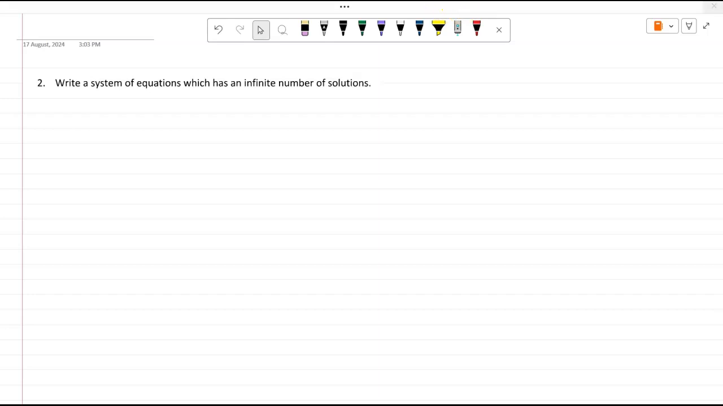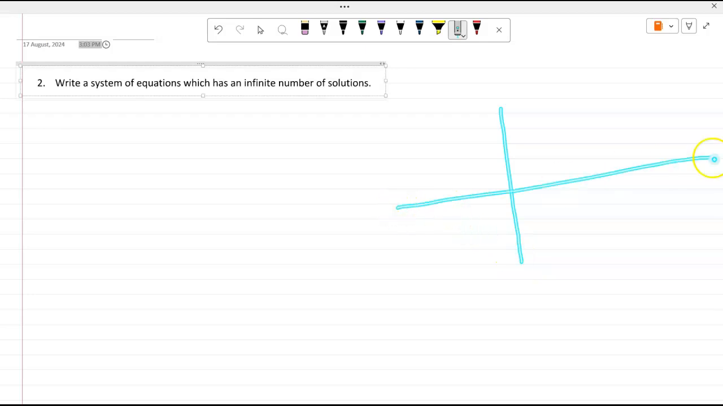Write a system of equations which has an infinite number of solutions. First of all, you need to understand what the meaning of solutions is. Solutions are where the graphs meet. Suppose you have one graph and another graph; wherever they meet, that's a solution.